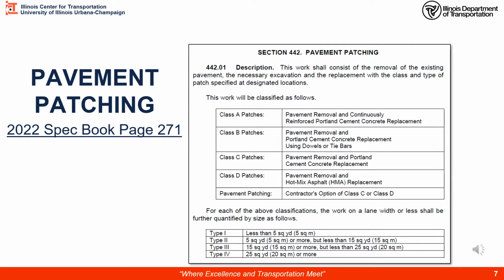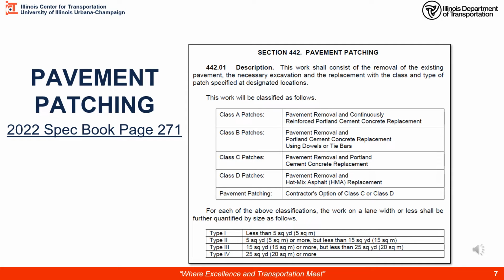Second concept is the type. Type 1, 2, 3, and 4. The type of patch is based on the size, the plan dimensions of that patch, the length and width, the lane width or partial width, and then also the length along the direction of travel.